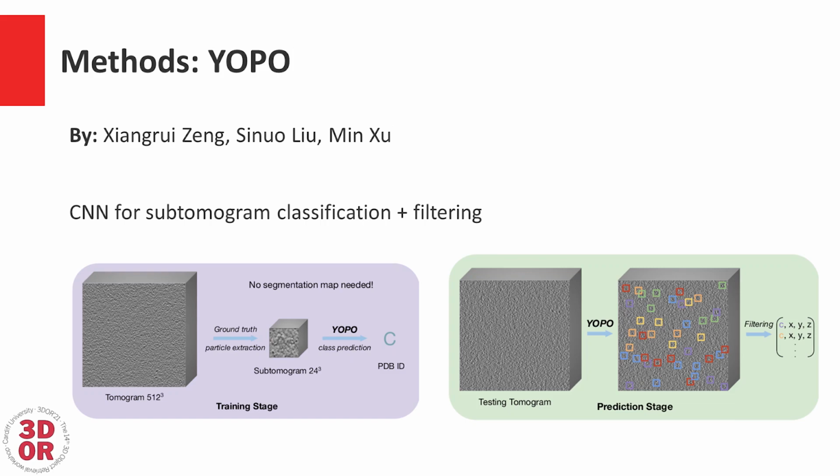YOPO, or You Only Pull Once, is a one-step object detection framework by Carnegie Mellon researchers. They propose a subtomogram classification network, which they run on all possible tomogram patches, and then filter the obtained list to remove duplicates. The architecture of this classification network is quite interesting. It is designed to be transformation invariant, and one of the main advantages of this framework is that you only need particle location centers for training.